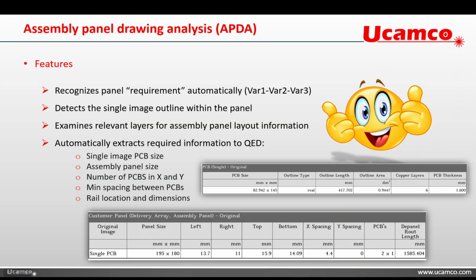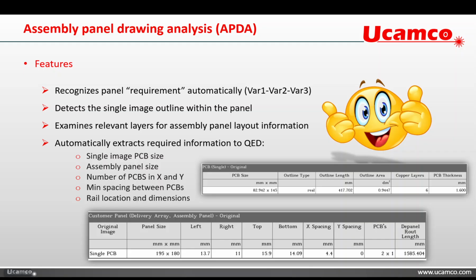So this is, as we said, the material for our APDA module, the assembly panel drawing analysis. What it's going to do, first of all, is recognize the panel requirement automatically from looking at one of these three variants, whether it be the single image with the drawing or these other two cases. This module at some point will realize that this is probably a data set that deals in some way with an assembly panel, or that requires an assembly panel as the final product to be delivered.